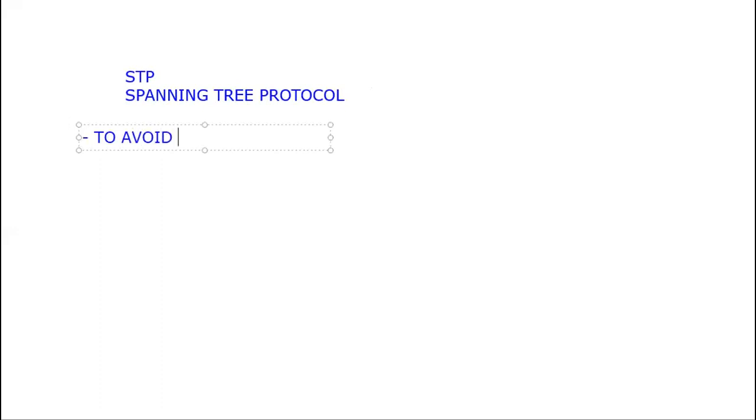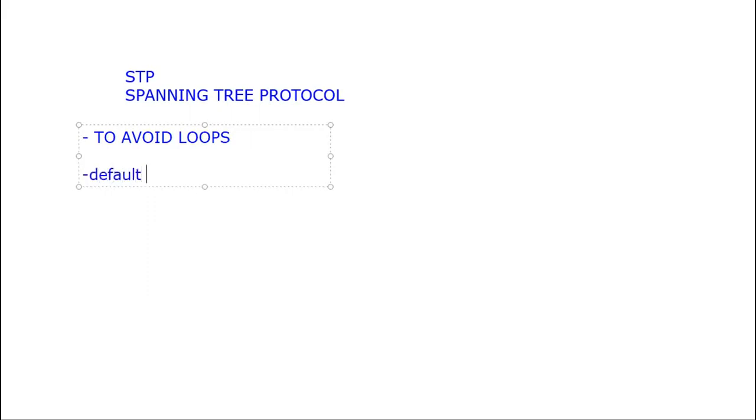Now we have to do STP. STP stands for Spanning Tree Protocol. Now, what is Spanning Tree Protocol? Spanning Tree Protocol is the protocol used by default on the switches that is enabled and is used to avoid loop formation. So first of all, it is used to avoid loops. This is the purpose of STP.